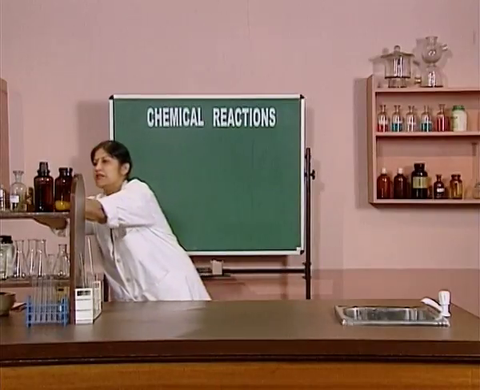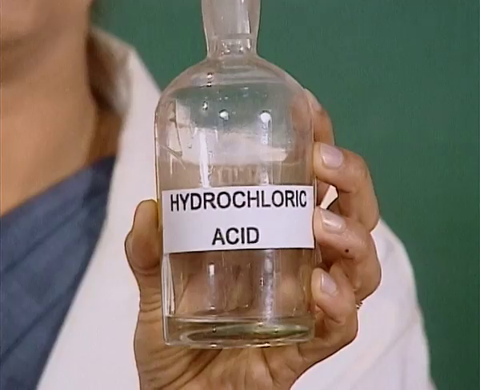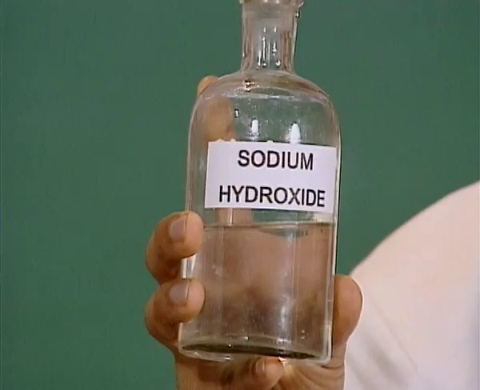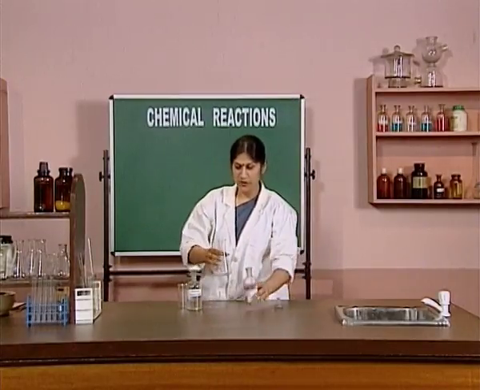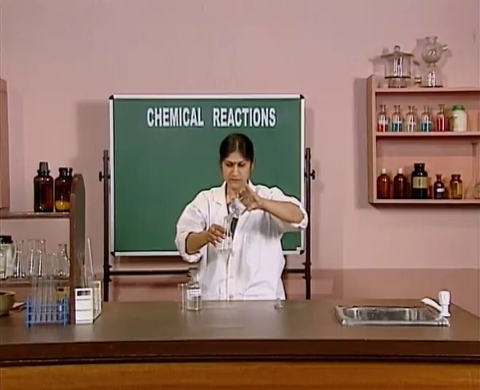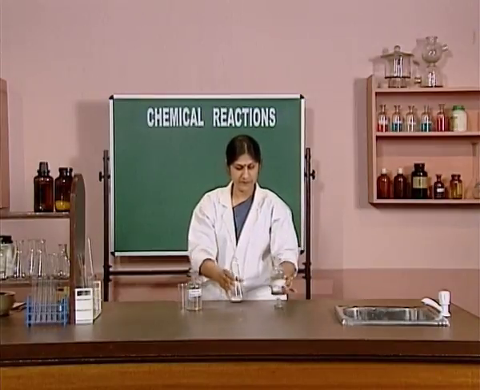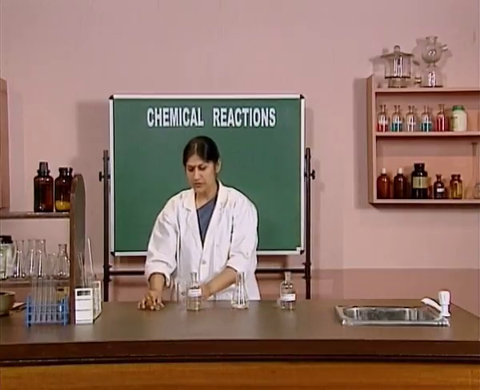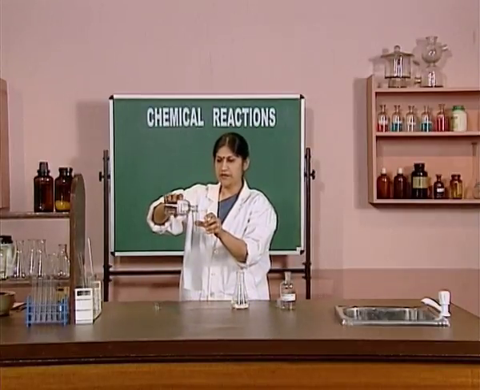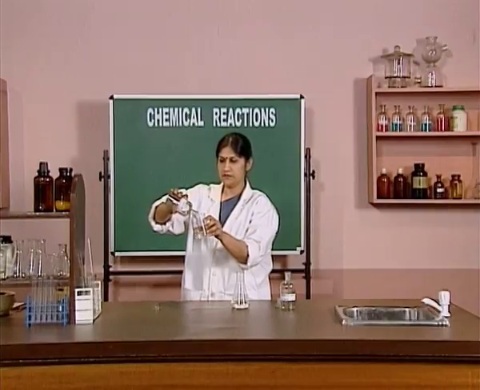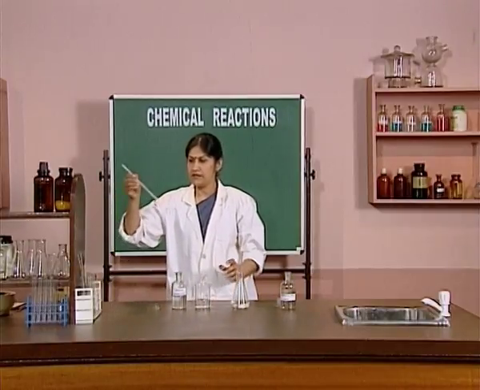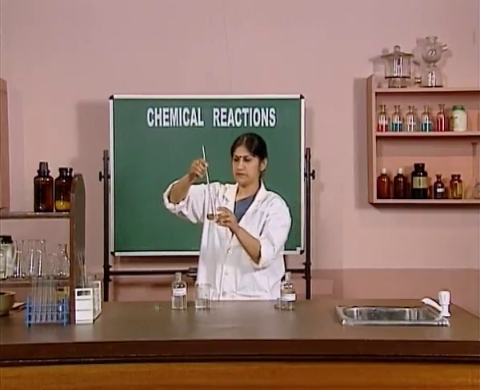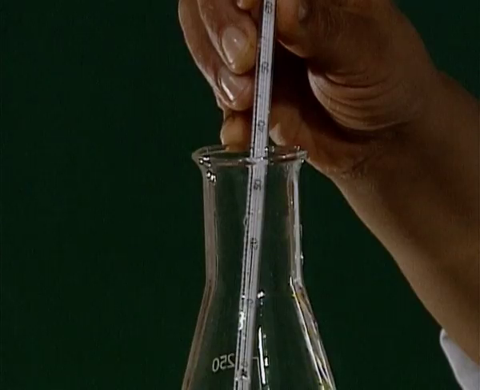Let's do one more reaction. We have dilute hydrochloric acid and sodium hydroxide. Dilute hydrochloric acid in the conical flask and sodium hydroxide in the beaker. Let's take the temperature. The temperature is 20 degrees Celsius.